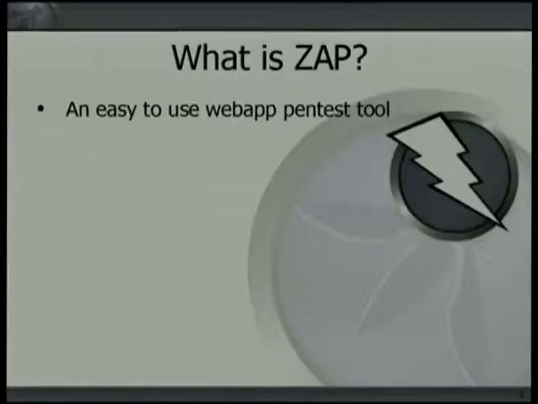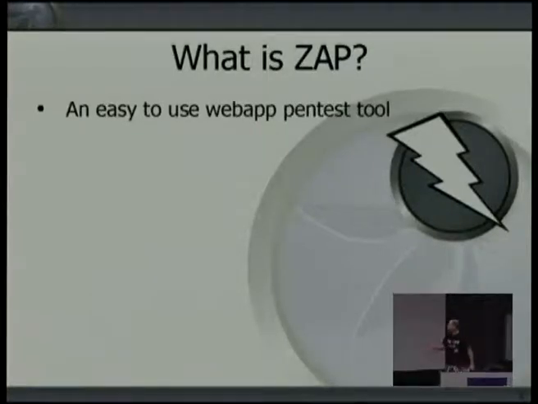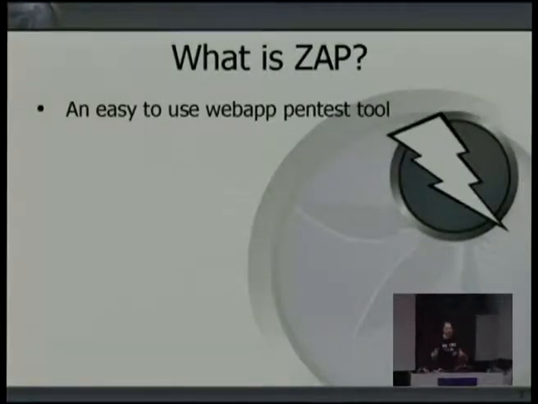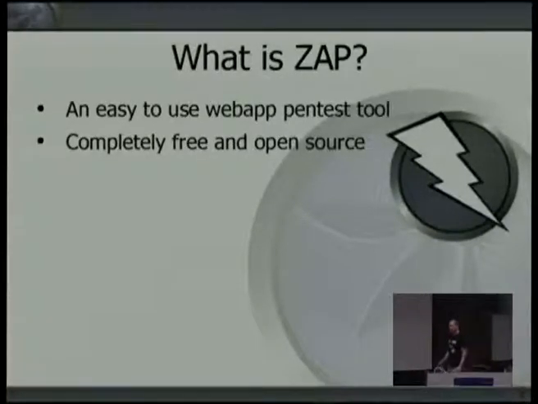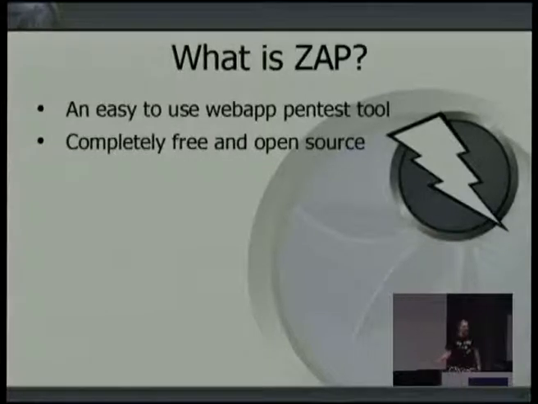So I'm going to start off with the obvious question, which is, what is Zap? It is a tool for finding vulnerabilities in web applications. So if you're not interested in the security of web applications, then you're probably in the wrong talk. It's a tool for doing penetration tests. One of the key things is, it's easy to use. We're trying to make it as easy to use as possible. It is obviously completely free and open source, otherwise they wouldn't have let me in here.